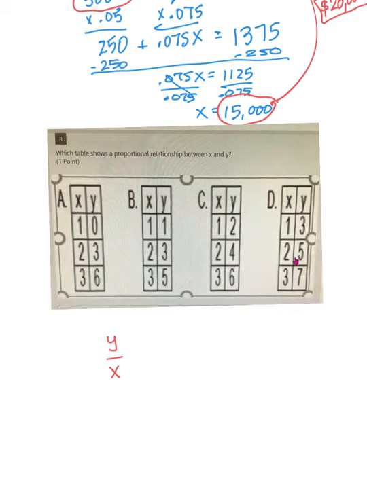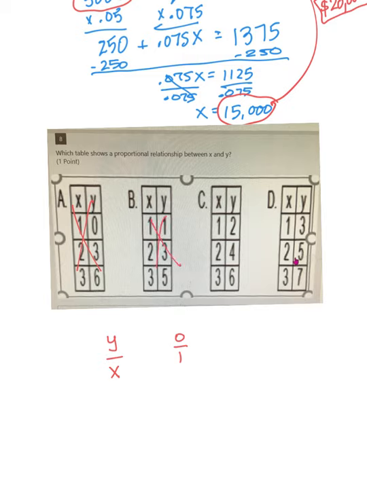So let's look at A. In this one, we have 0 divided by 1, which would be 0. And then for the next one, we have 3 divided by 2. Well, 3 divided by 2, that's 1.5. These don't make sense. So it can't be A. Let's try B. 1 divided by 1 is 1. 3 divided by 2 is 1.5. Well, that doesn't make any sense. So we now know it can't be B.